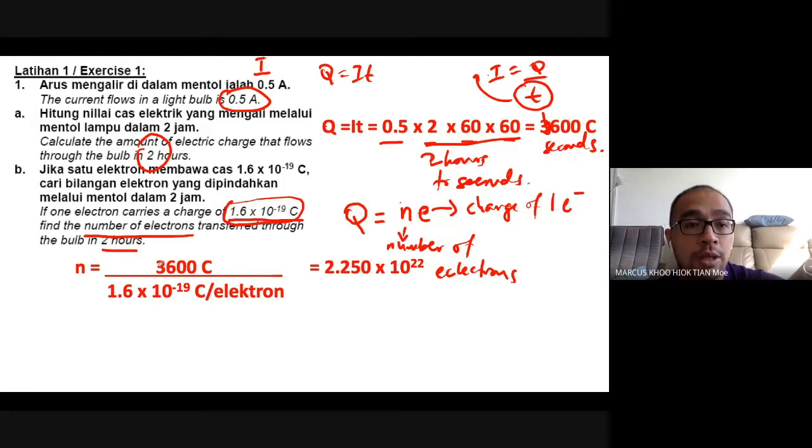coulomb. So 3,600 divided by 1.6 times 10 to the power negative 19. So in 2 hours, this is the amount of electrons that are flowing. Okay, 2.25 times 10 to the power of 22 electrons. It's a lot of electrons to flow in 2 hours.